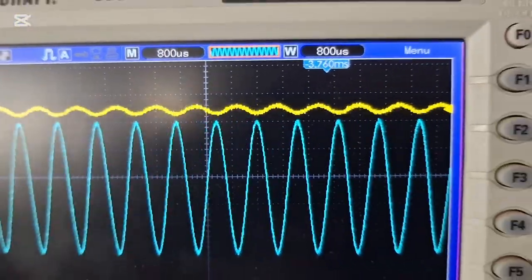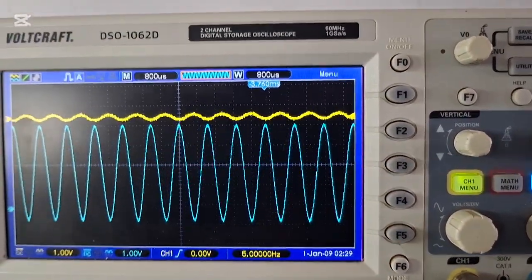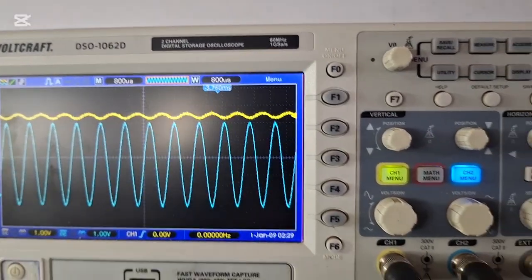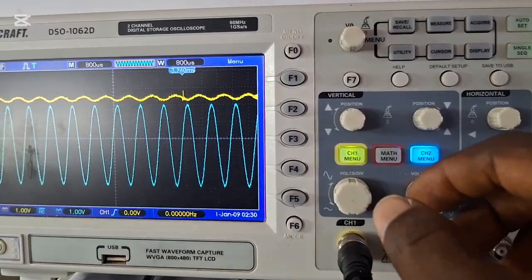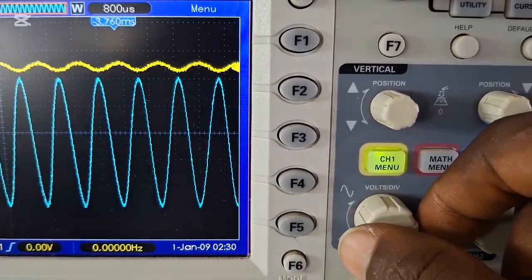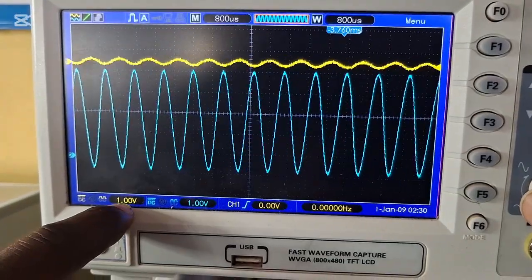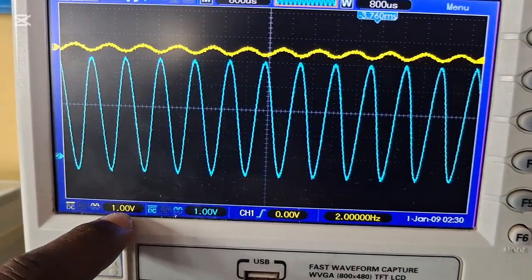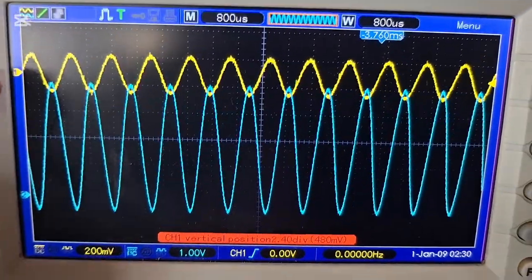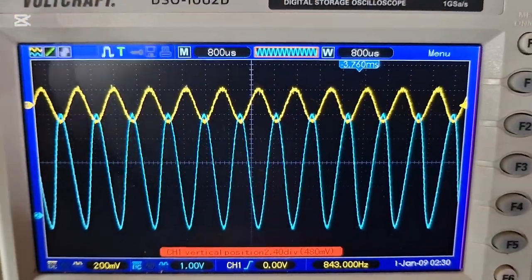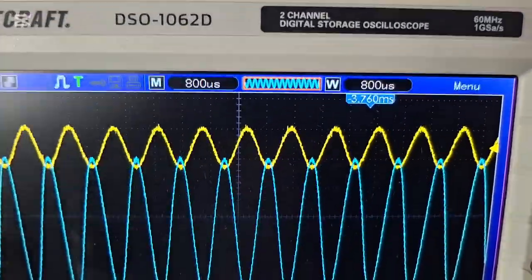Now let us change the settings on the oscilloscope to get a much better waveform. We are going to adjust the voltage per division knob. We're going to change this from 1 volt to about 200 millivolts. That causes the input waveform to increase in magnitude.